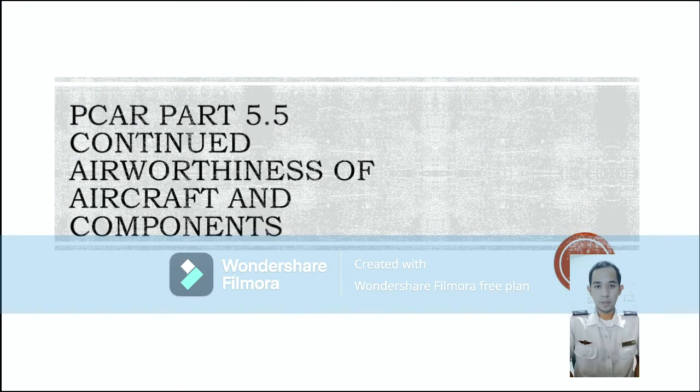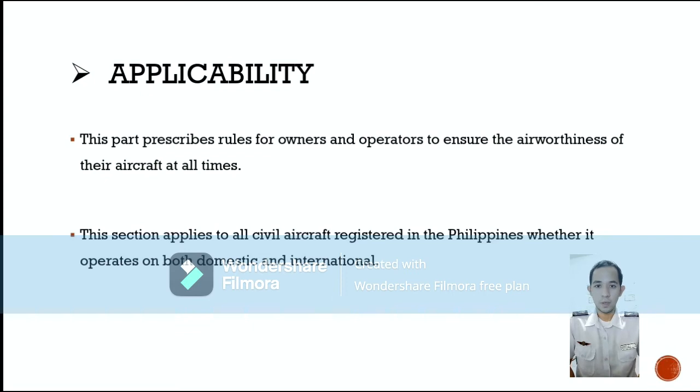My name is Lijor S. Alamia and I'm here to discuss the PCAR Part 5, or the continued airworthiness of aircraft and components. This part is basically for owners and operators to ensure that their aircraft is always airworthy at all times. This section applies to all civil aircraft registered in the Philippines. Meaning, all the aircraft here in the Philippines, whether they operate domestically or internationally, are required to undergo several airworthiness processes and certifications.